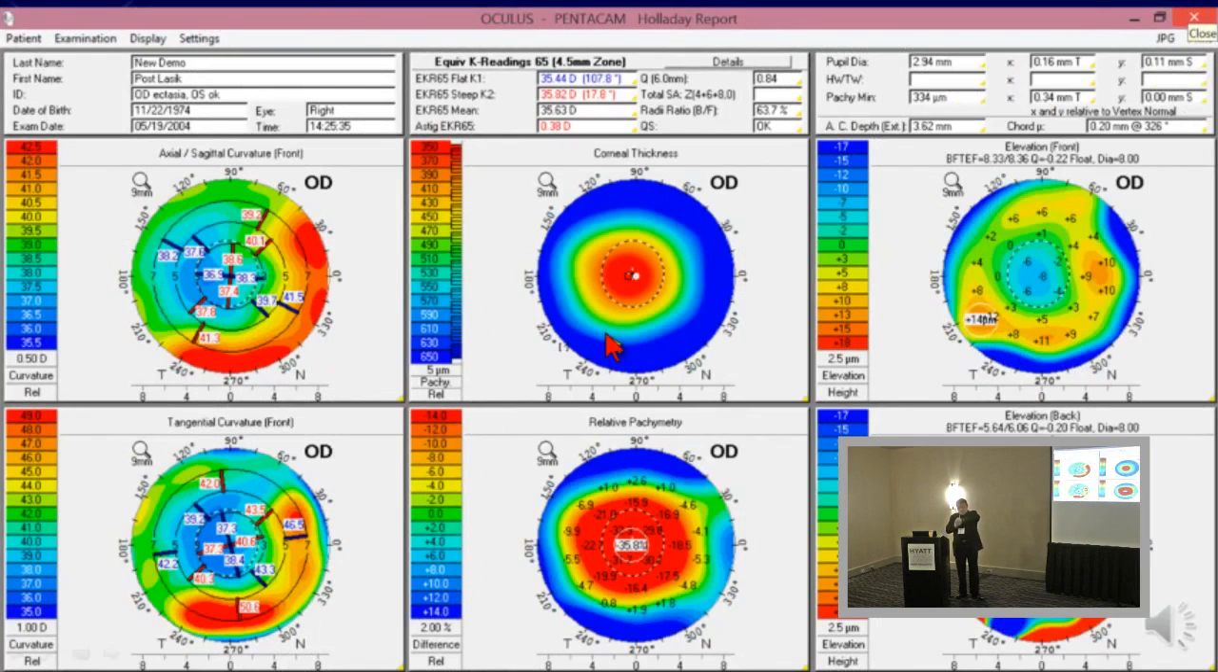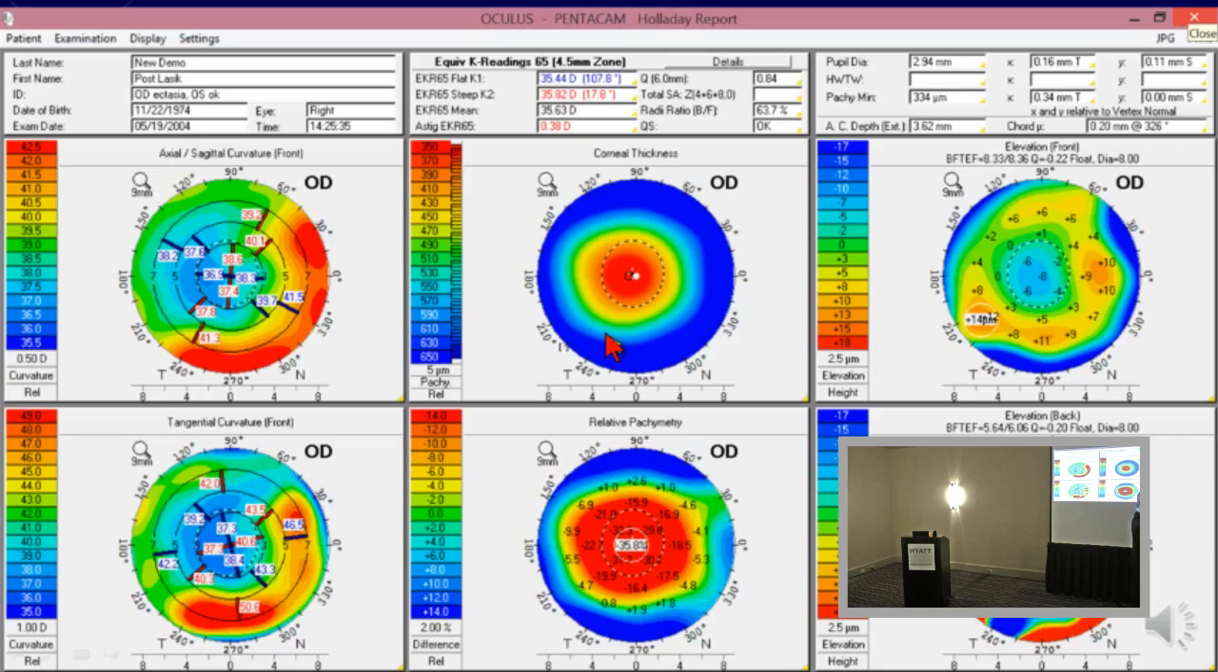Okay, now let's look at this one. Let's see how we're doing here. First of all, we look at the K's. Flat, 34, 35, so we know that this is somebody that's much flatter than normal. On the pachymetry map, we see it's much thinner than it should be in the center. We look over here and we see flat spots in the center. And on the front surface map, it doesn't look much different.